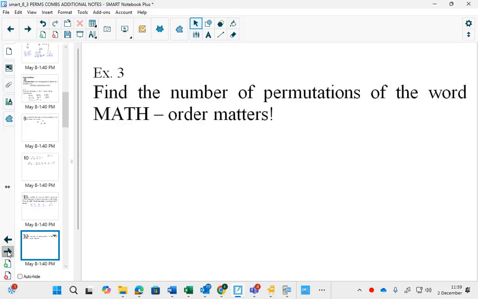Let's see. I might stop there. Oh, math, this is really easy. Okay, I'll stop here. Because I want to give you guys some practice questions. Here we go.